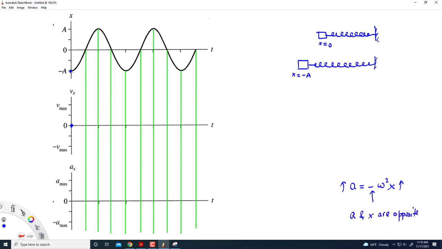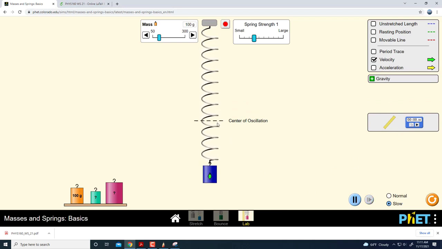So when displacement is maximum, acceleration will also be maximum, but because of this negative sign, it would be positive maximum. For this negative maximum, acceleration would be positive maximum. Okay, so when the displacement is 0, or in equilibrium position, when the block is here at equilibrium, you see there, that's maximum. That's decreasing, decreasing, decreasing. At equilibrium, it's maximum.